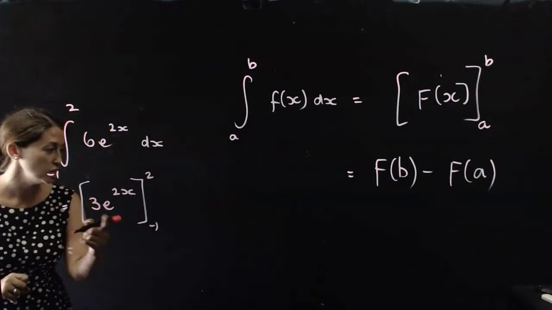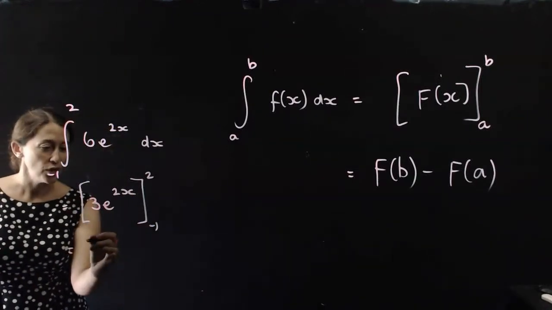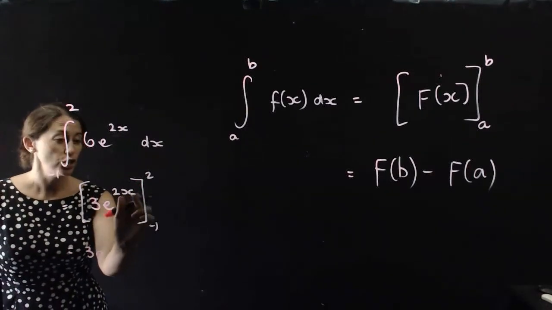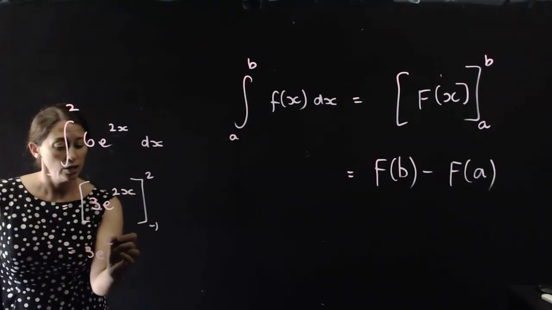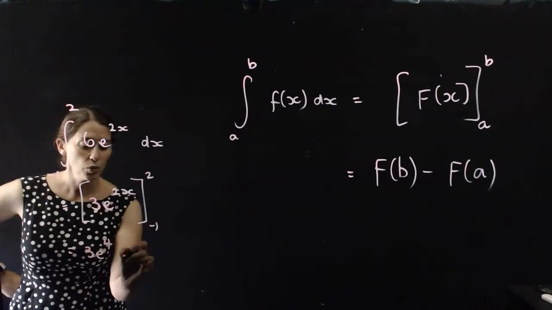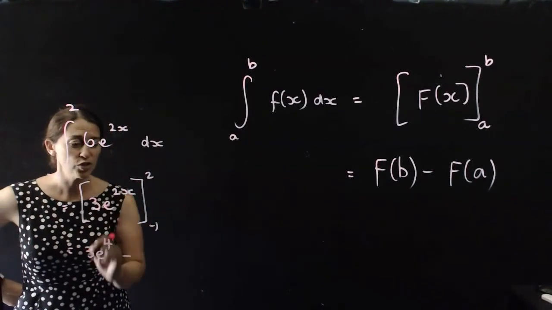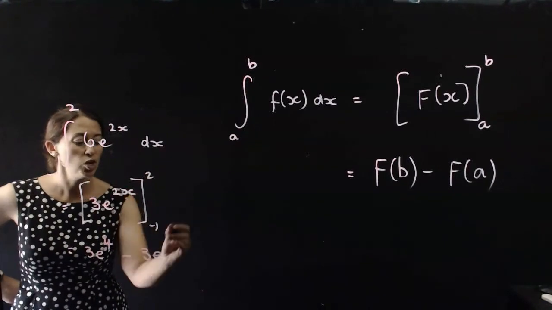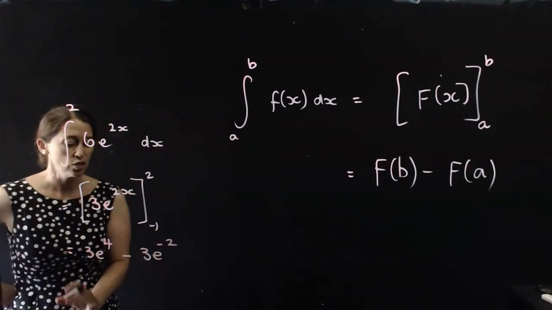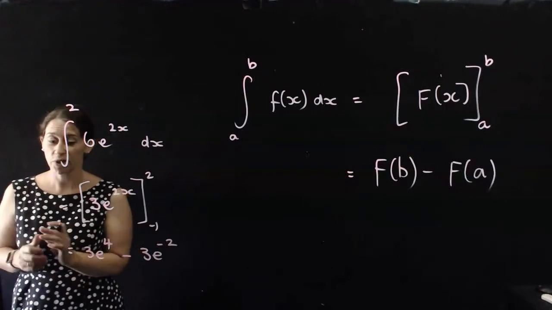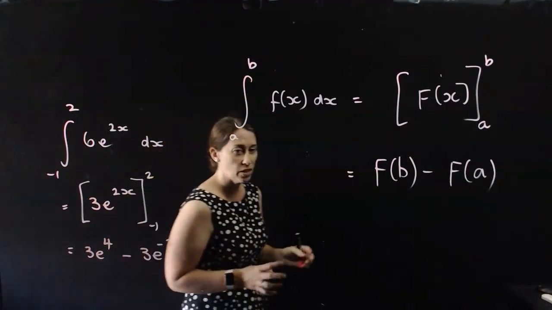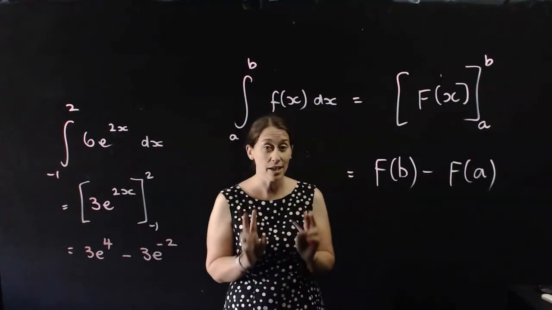Let me move aside so you can see this. So I get 3e to the 2, substituting 2 in here, 2 times 2 is 4, so I get 3e to the 4, take away, and then I substitute minus 1 in there. I get 3e to the 2 times minus 1, which is -2. And these two are not like terms, so I cannot simplify any further. And that's pretty much everything you need to know about using the fundamental theorem to calculate a definite integral.